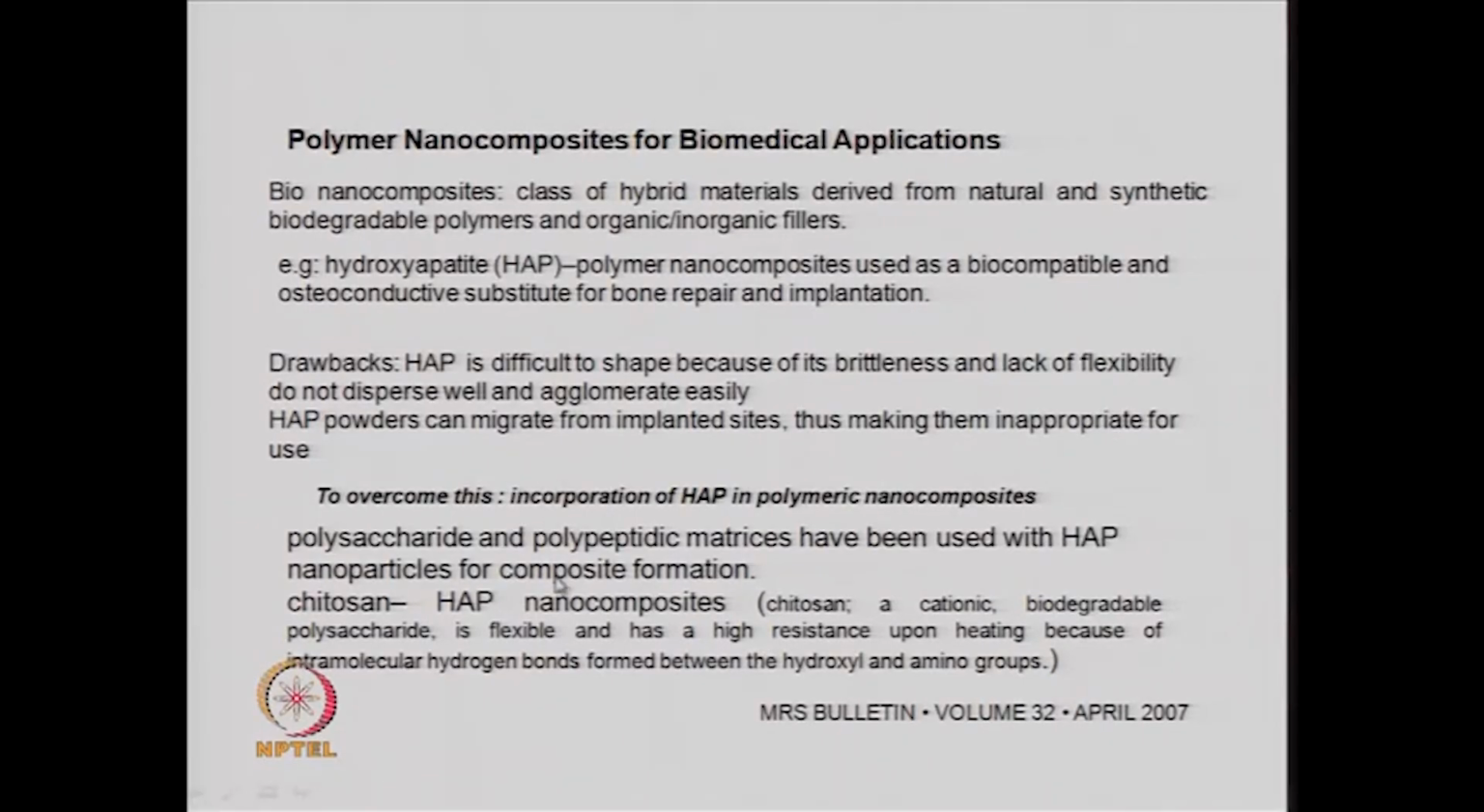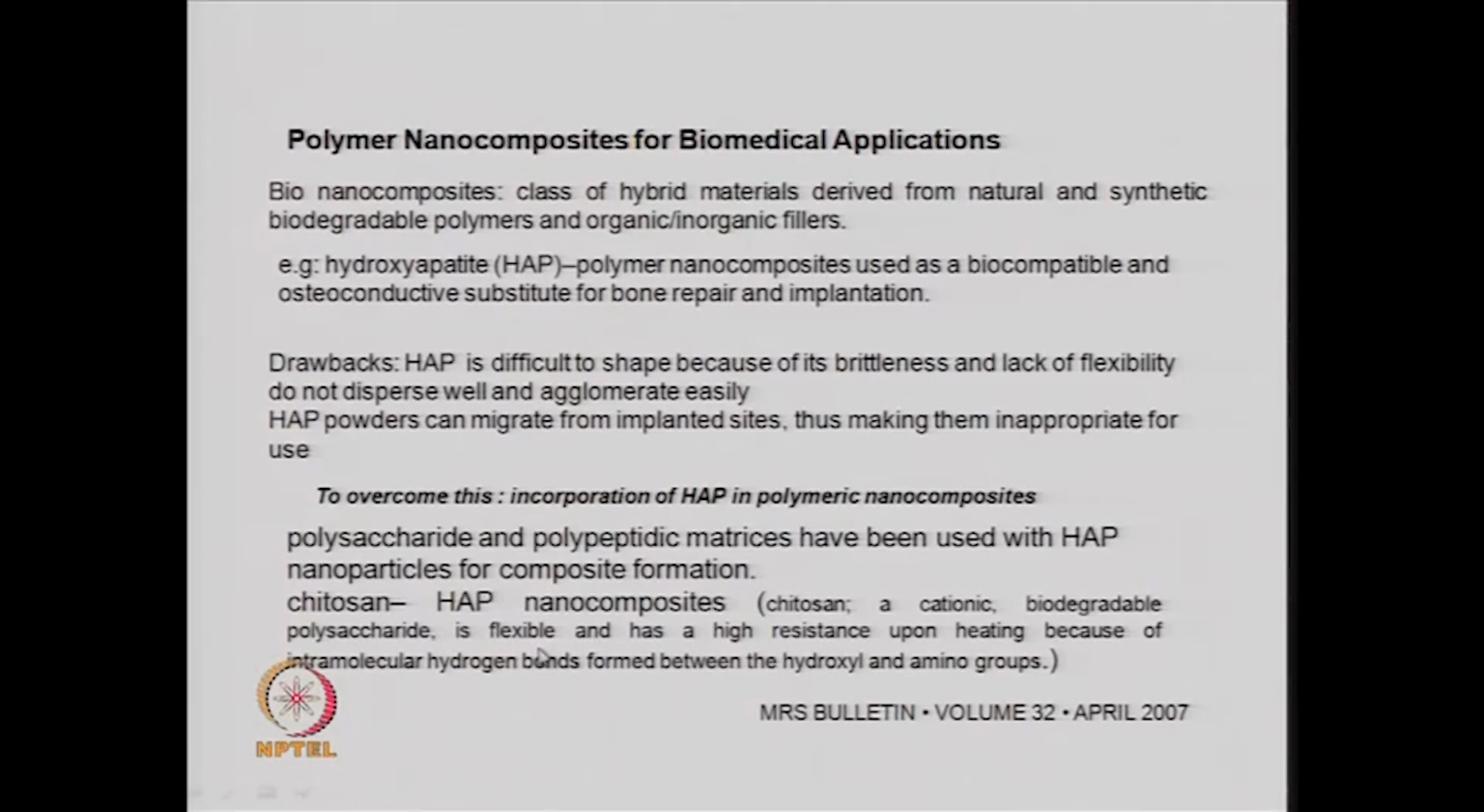nanocomposite has a lot of important properties, very much useful for bone replacement. One of the properties is that it is highly flexible and has a high resistance to heating because of intramolecular hydrogen bonds formed between the hydroxyl groups of hydroxyapatite and amino groups in the chitosan, which is the biopolymer. And so, this kind of nanocomposite can be used as a substituent for bone.